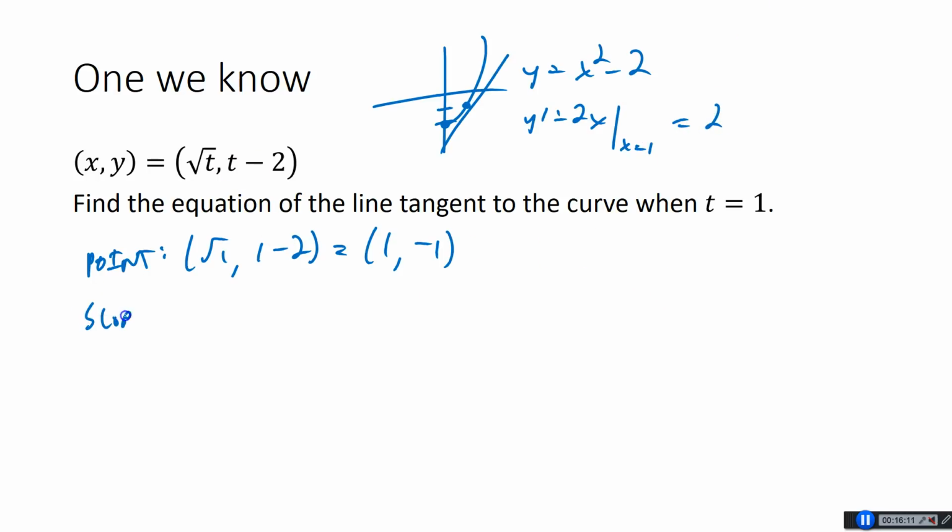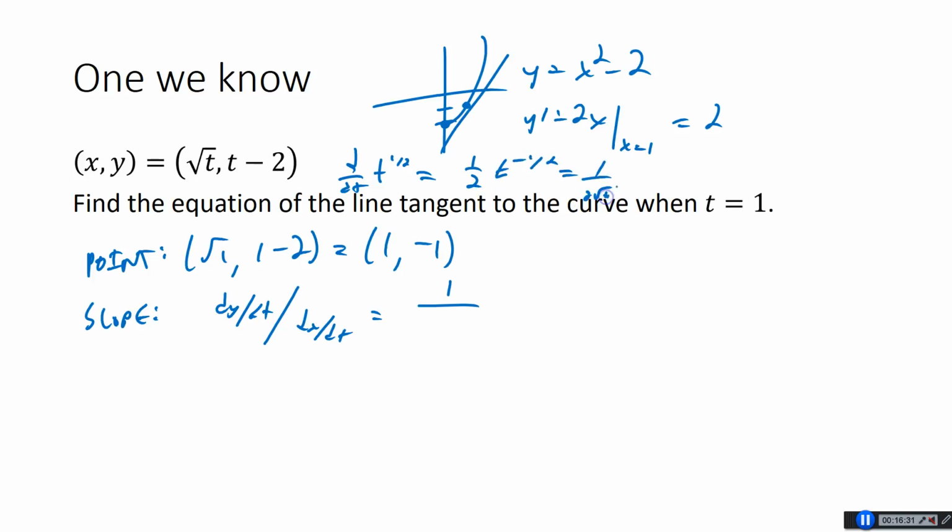So the slope is going to be dy/dt over dx/dt. dy/dt is just 1, because it's the derivative of t minus 2. For dx/dt, we have t to the 1/2, so the derivative is 1/2 t to the negative 1/2, which is 1 over 2 root t. You might remember that from back when we did a lot of these. Multiply by the reciprocal, that's just 2 root t. And we evaluate that at t equals 1. That gives us 2, which is what we got using Cartesian as well.